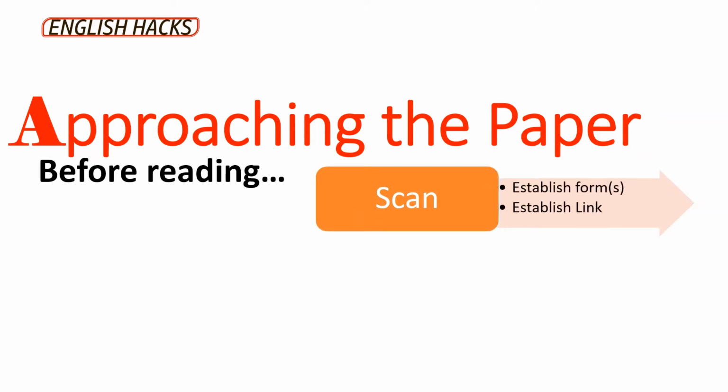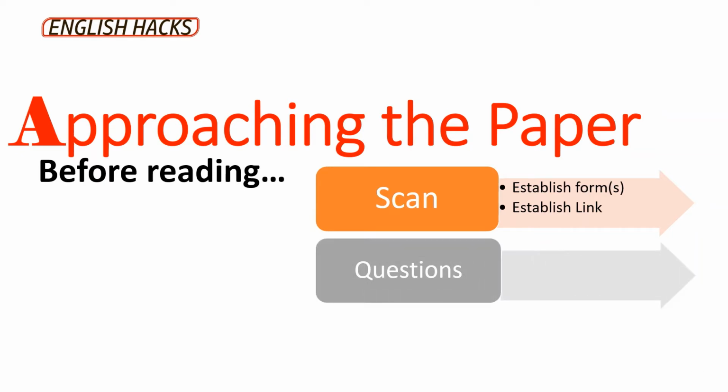The first thing you need to do is to scan the whole paper, establish the forms that the two texts are written in, and also establish the link between the two texts. After this, consider the 4 questions. Read them through and underline the key terms, and also box off the areas of text that specific questions referred to.